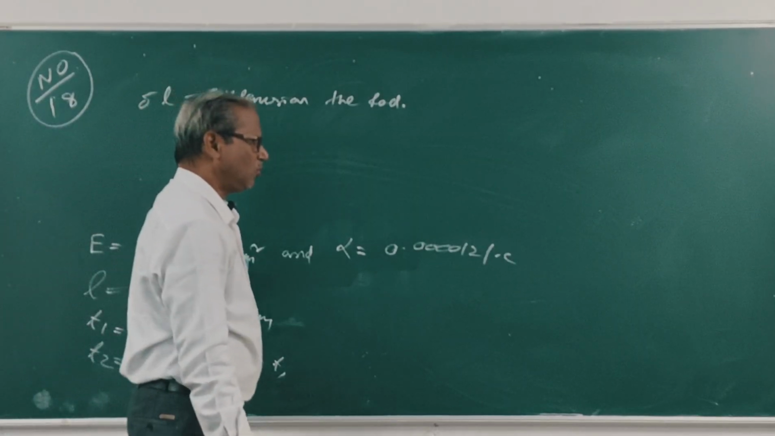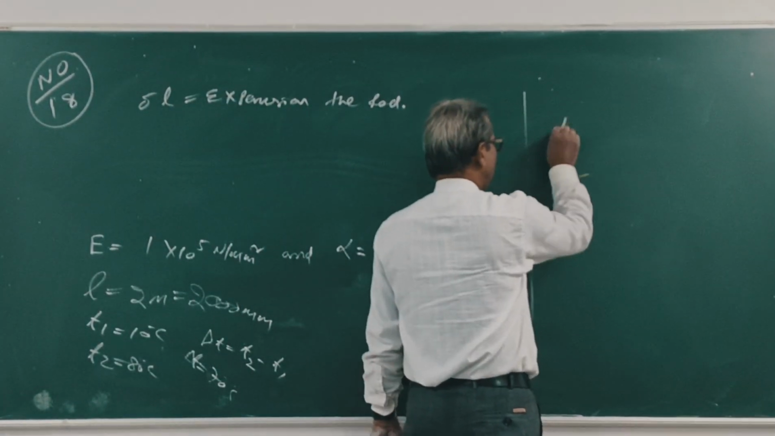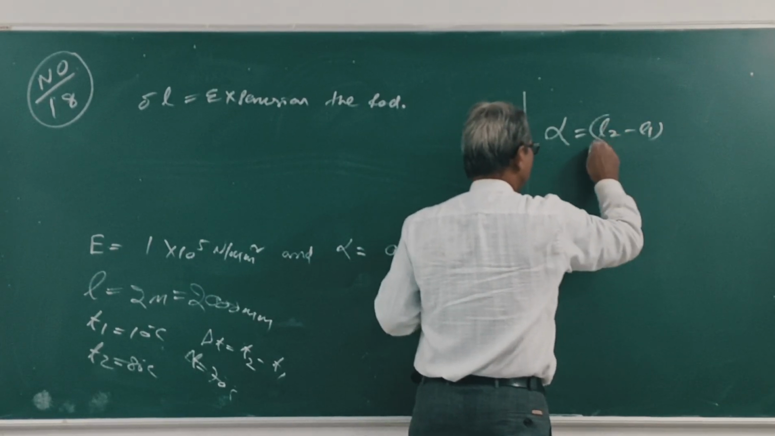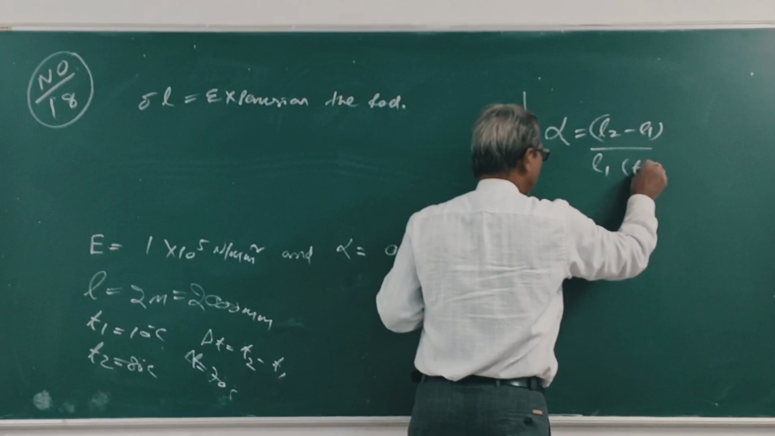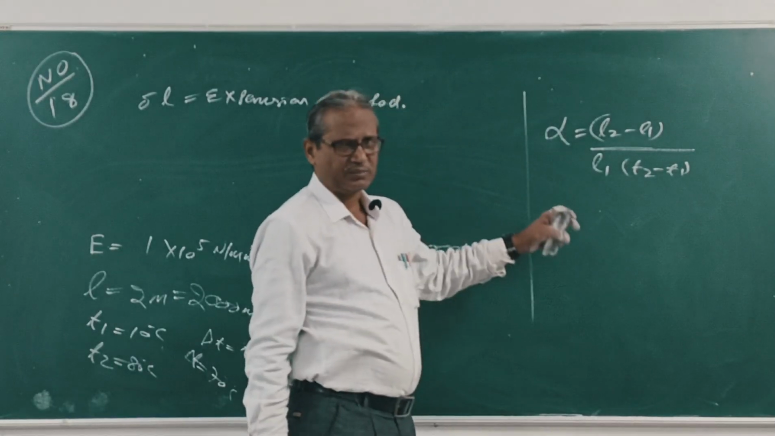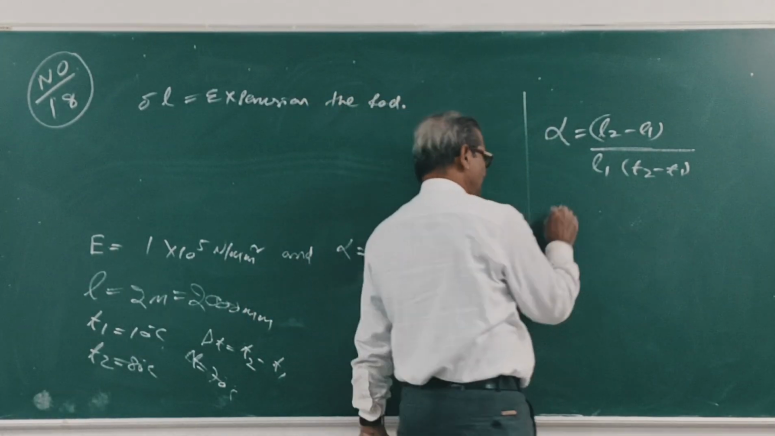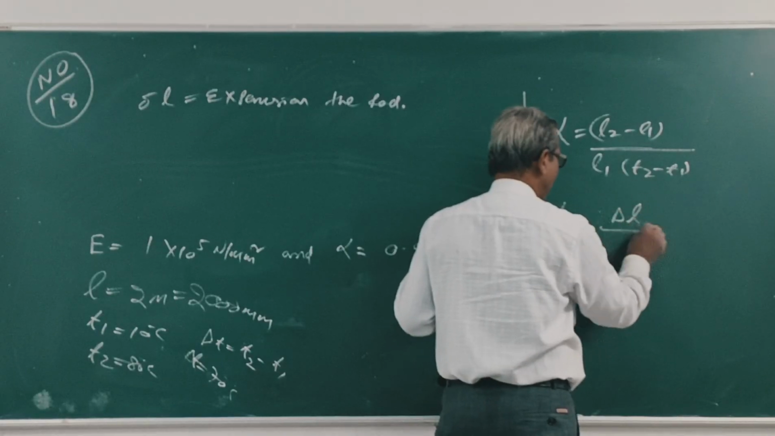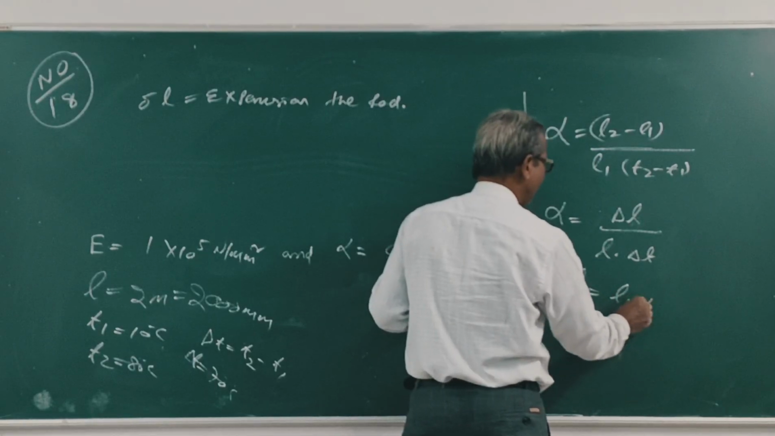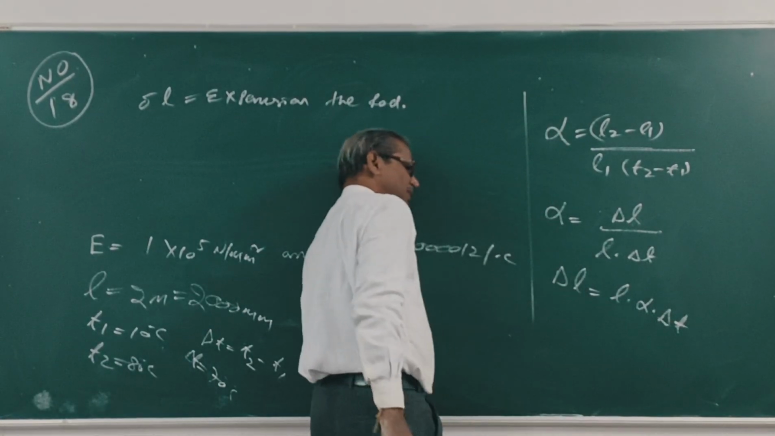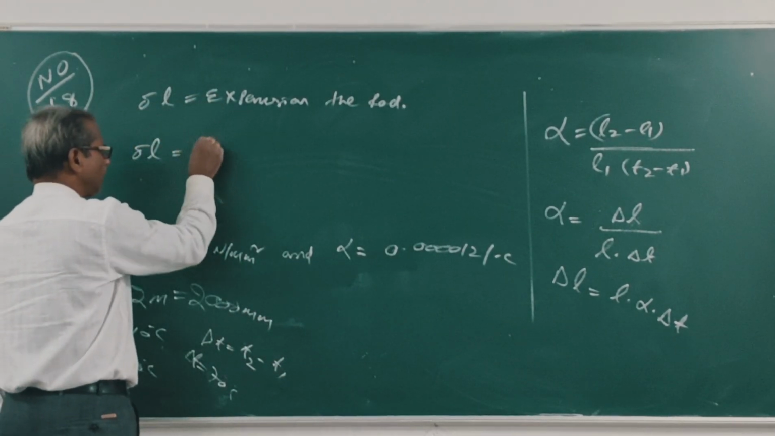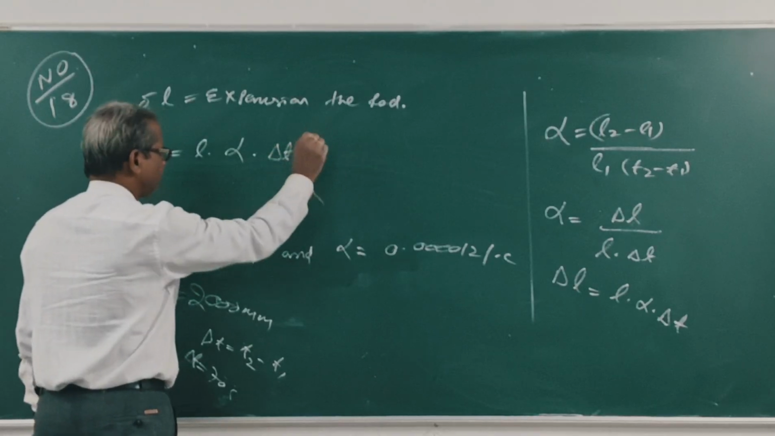What is expansion alpha? Now, we already derived the equation alpha is equal to delta L, L2 minus L1 by L1 into T2 minus T1. This equation we derived from physics. Clear? Now, in this case, alpha is equal to delta L by L delta T. So, delta L is equal to L alpha delta T. Clear? Put here. So, delta L is equal to L alpha delta T.